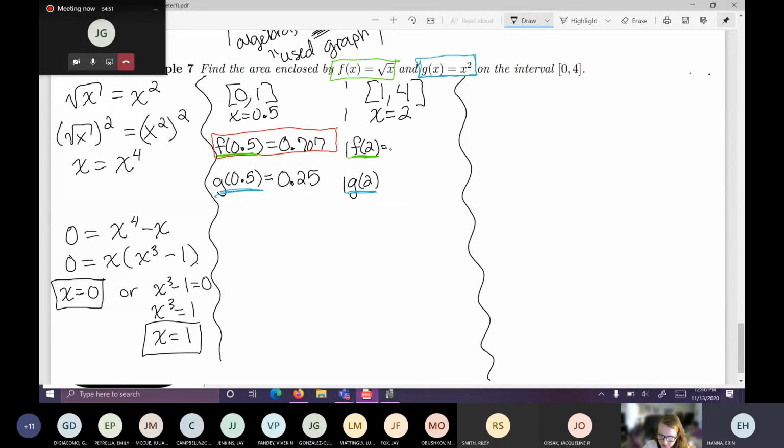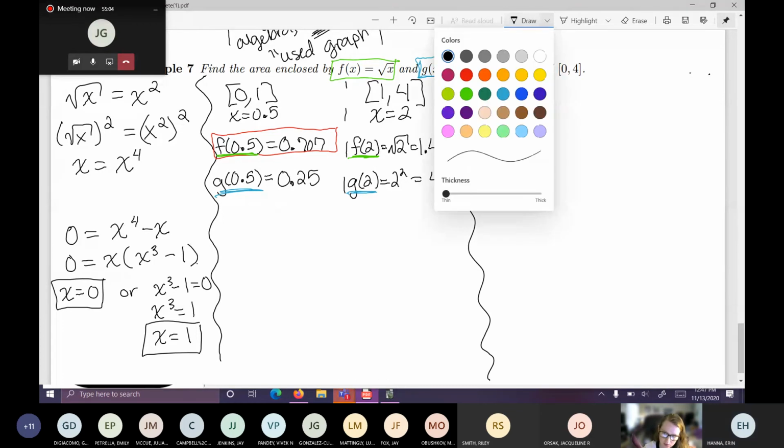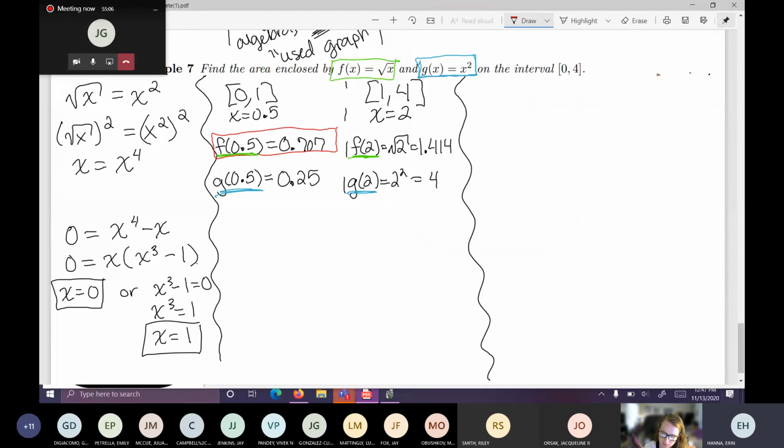So here, I'll write this out a bit more fully. The square root of 2 gives me approximately 1.414. And 2 squared gives me 4. So the top function in that one is going to be 4.